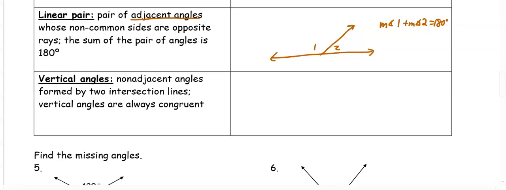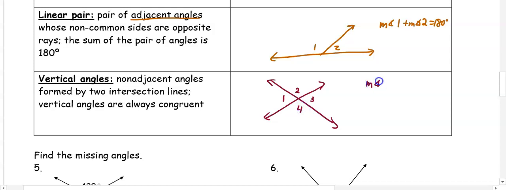And then we have vertical angles. Vertical angles are formed by crossing lines. So we have 4 angles here, and our angles that are across from each other are congruent. So we have angle 1, 2, 3, and 4. We would have angle 1 is congruent to angle 3, because they're across from each other. Angle 2 is across from angle 4, so they are congruent. They would have the same measure.